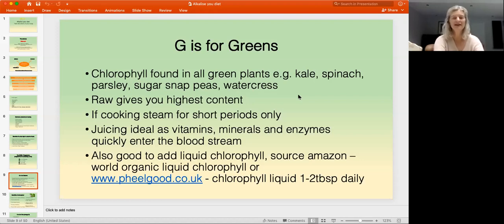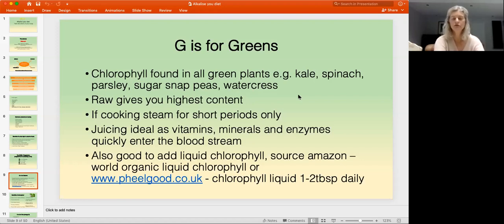So I'm talking about kale and spinach, parsley, watercress, broccoli. They're all full of chlorophyll. They're all full of something called indole-3-carbinol. And these components are all amazing for our health and amazing for our acid alkaline balance.